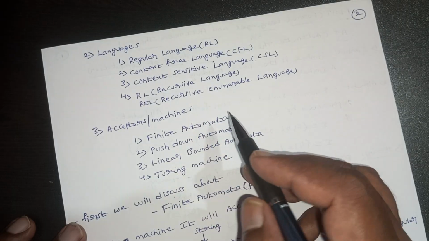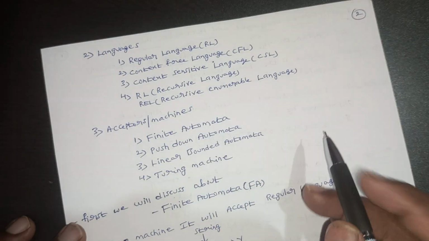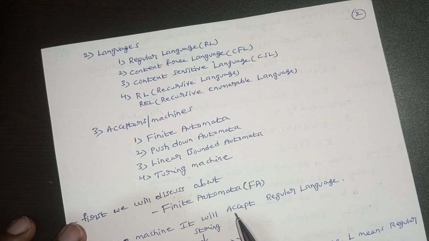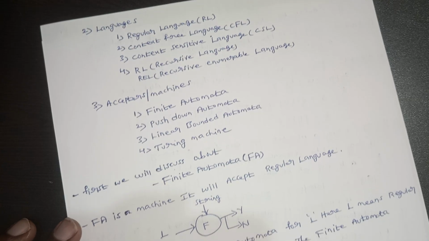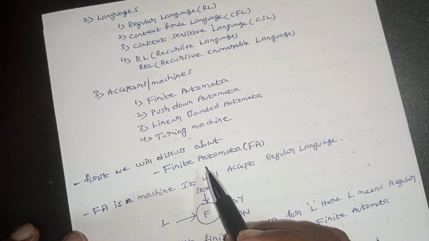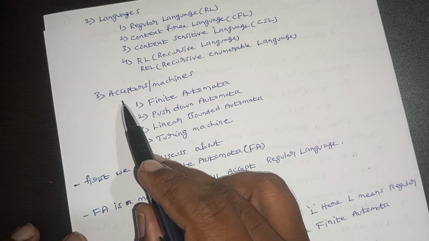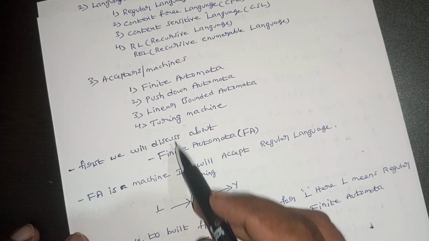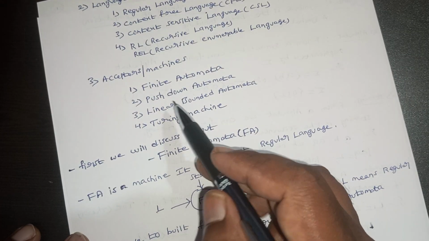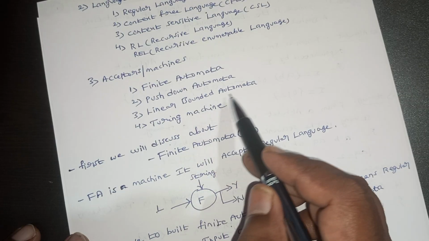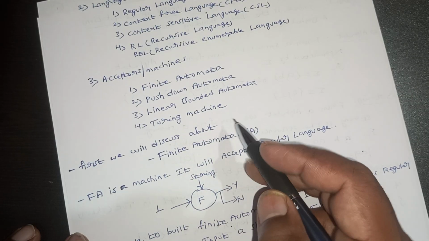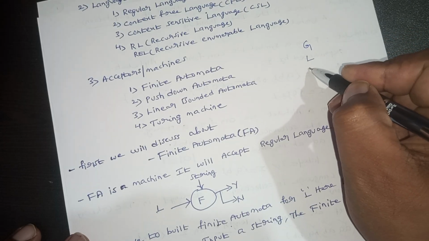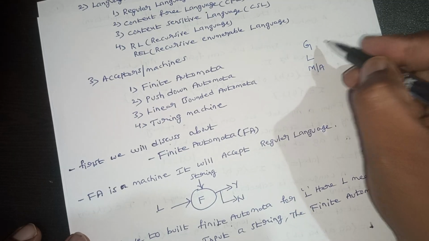See, simply I am listing the syllabus. Any subtopic will fall in one of these three main core concepts. That is what I want to tell. Even though the syllabus is very huge, this is a brief summary of it. The third one is acceptors or machines. How many am I having? Finite automata, pushdown automata, linear bounded automata, and then Turing machine. So one is grammars, second is languages, third is machines or acceptors. So in this, how many am I having?